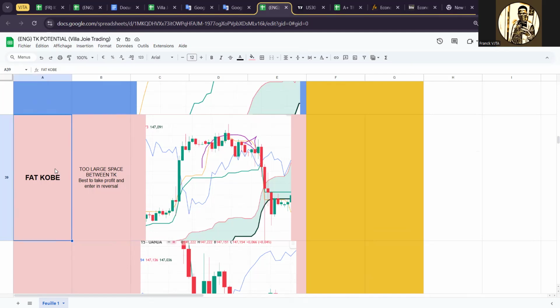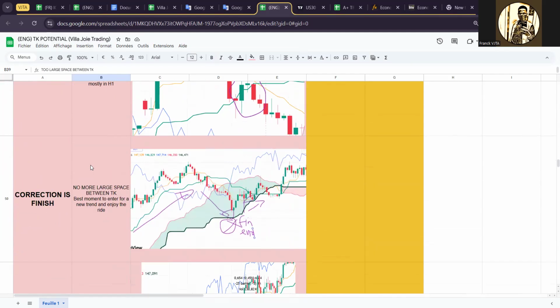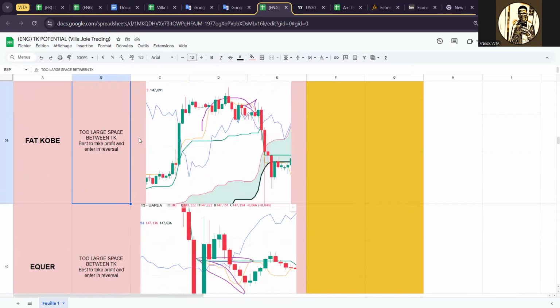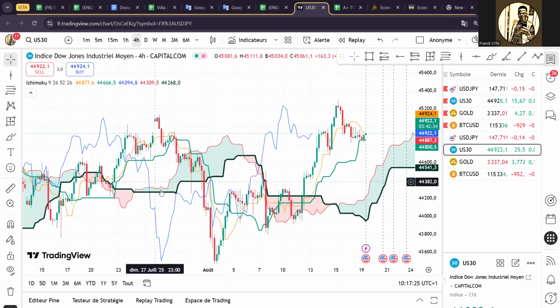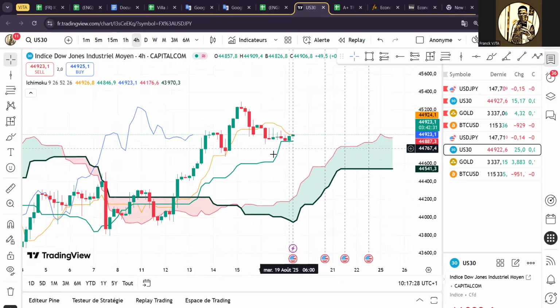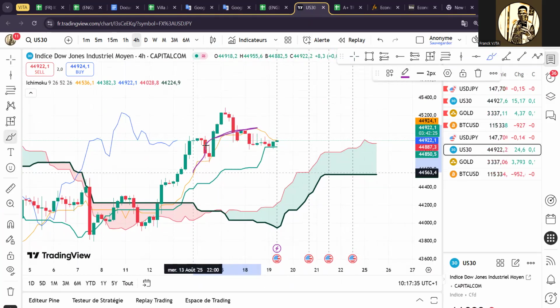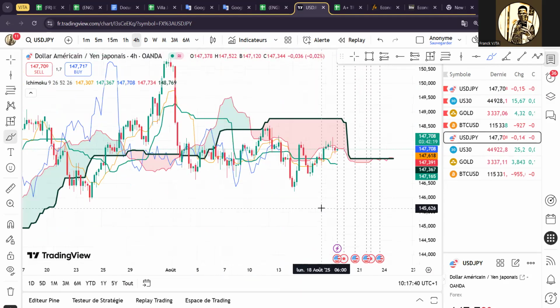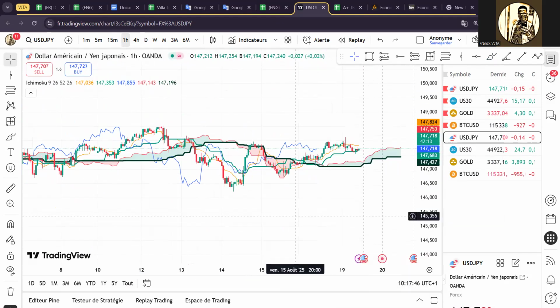Okay, so now fat Kobe. Now those are now withdrawal point where you withdraw your profit or where there is a reversal. So the fat Kobe, for example, is the place where you need to take your profit. For example, in this 4-hour trend, this one is a fat Kobe because TK is very fat. Let me go and do it on the Dow Jones and on the USD JPY specifically.